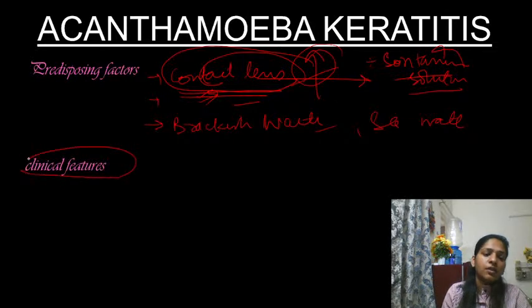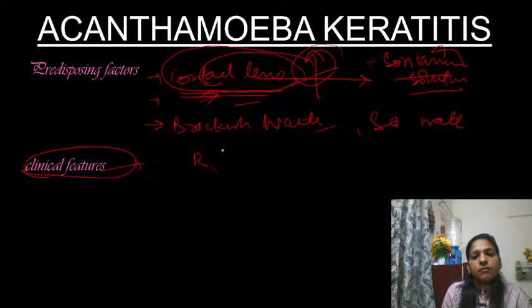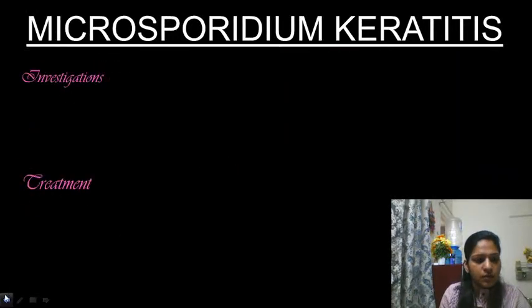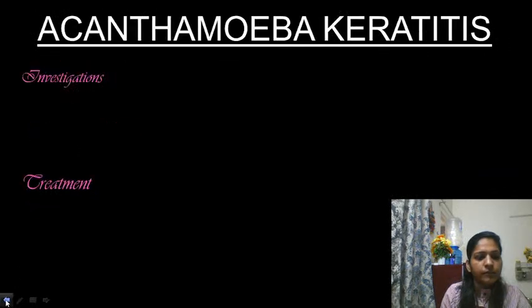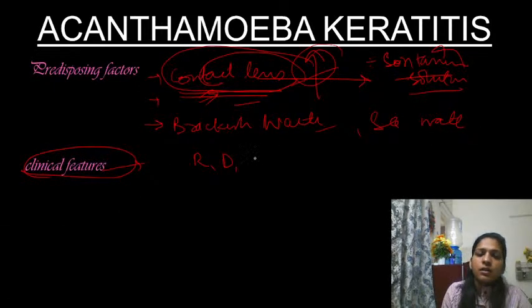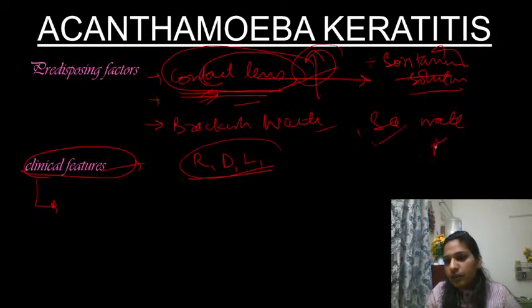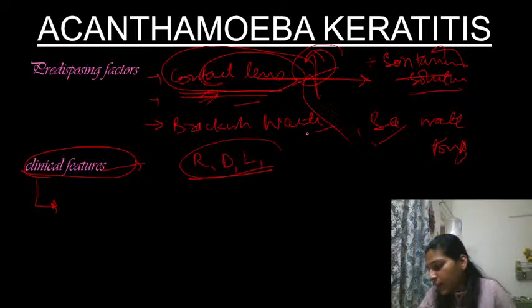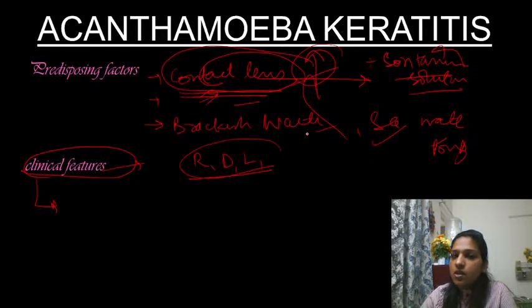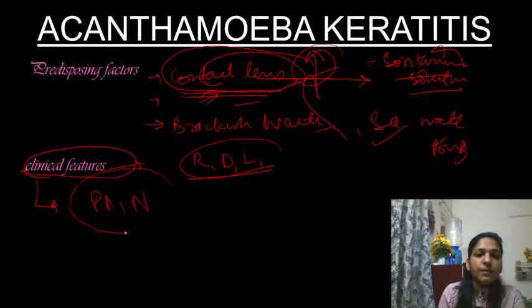Clinical features: pain, redness, discharge, lacrimation, that all will be present. You have to tell me the characteristic features. Yes, pond bath, seawater, pond bath, these all can lead to Acanthamoeba keratitis. You have to tell me the characteristic features of Acanthamoeba. The most common characteristic feature will be pain.